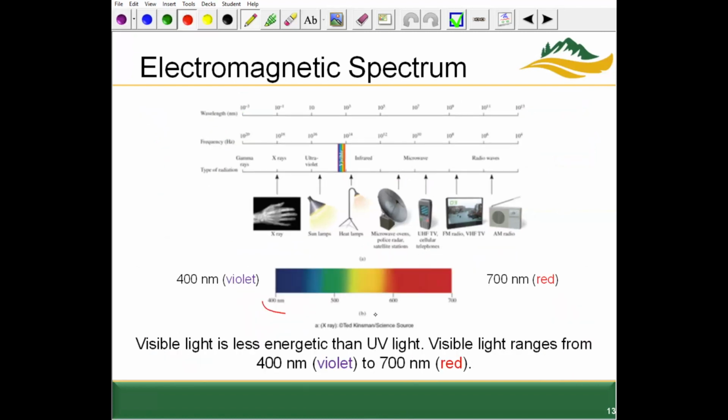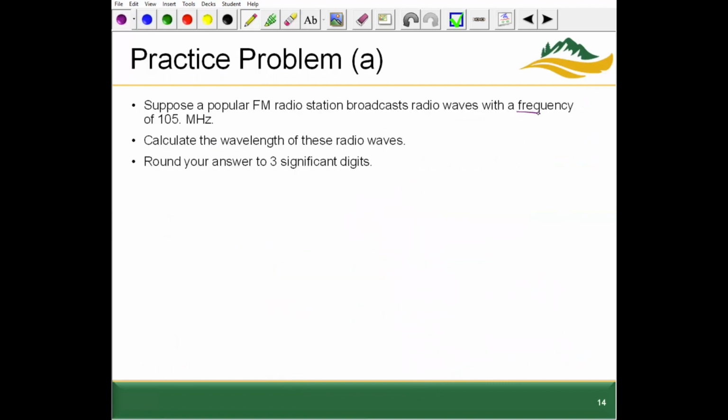Then focusing on visible light again, this is less energetic than UV light. And we know visible light ranges from 400 nanometers to 700 nanometers. Let's say now we have a frequency of 105. What is that capital M again? Capital M is for mega. So we have a frequency, we want to calculate a wavelength. We're going to use those different equations we've seen so far and include a unit conversion.